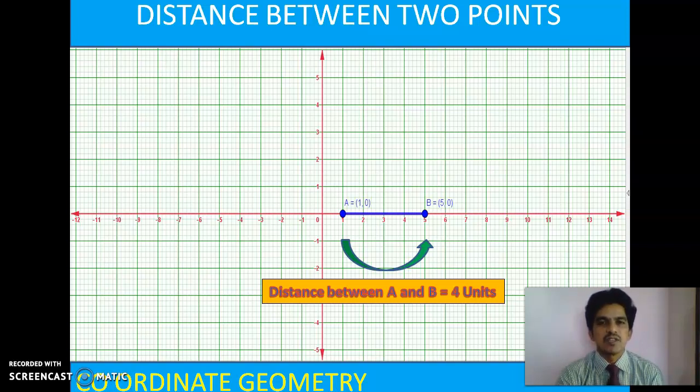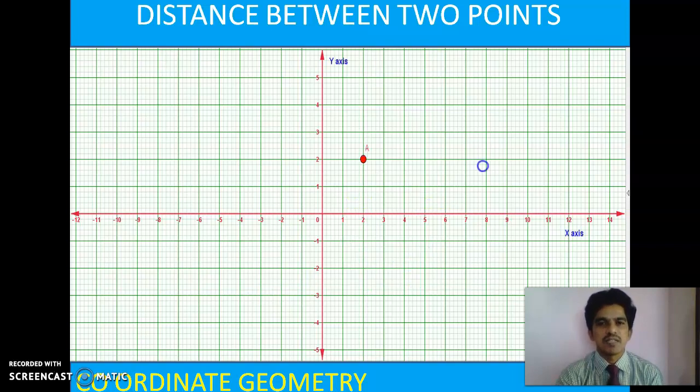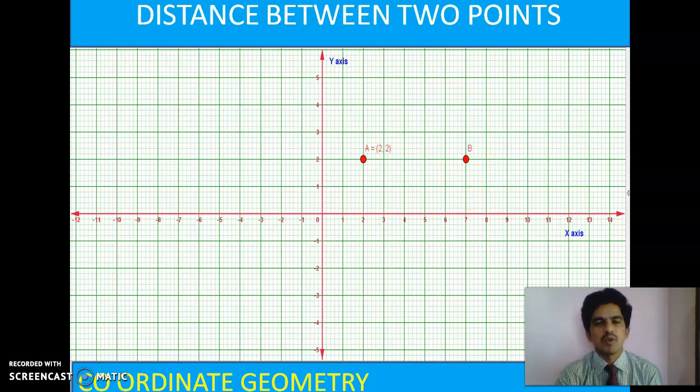Now we'll take 2 more points and we'll calculate the distance between them. Here I have taken one more A and now this is not on the axis, and this is in which quadrant? Very good. This is in the first quadrant. Now I'll take another point. Before going to that, I think you have written the coordinates. A is 2 and 2. We'll take one more point B. Tell me the coordinates of B. Very nice. This is 7 and 2.